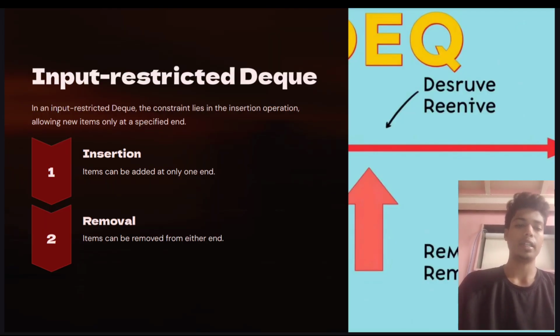Now understand the input restricted DQ. In an input restricted DQ, the constraint lies in the insertion operation, allowing new items only at a specified end. Insertion: items can be added at only one end, and removal: items can be removed from either end.